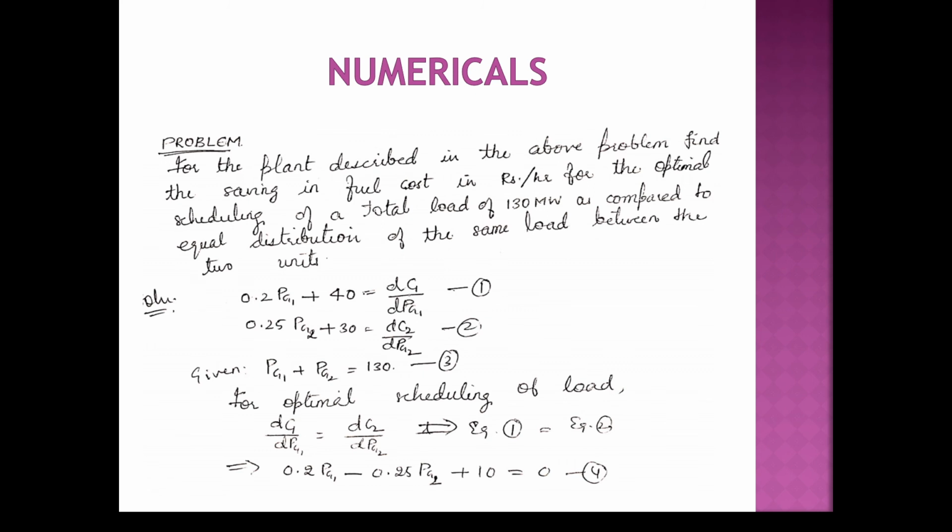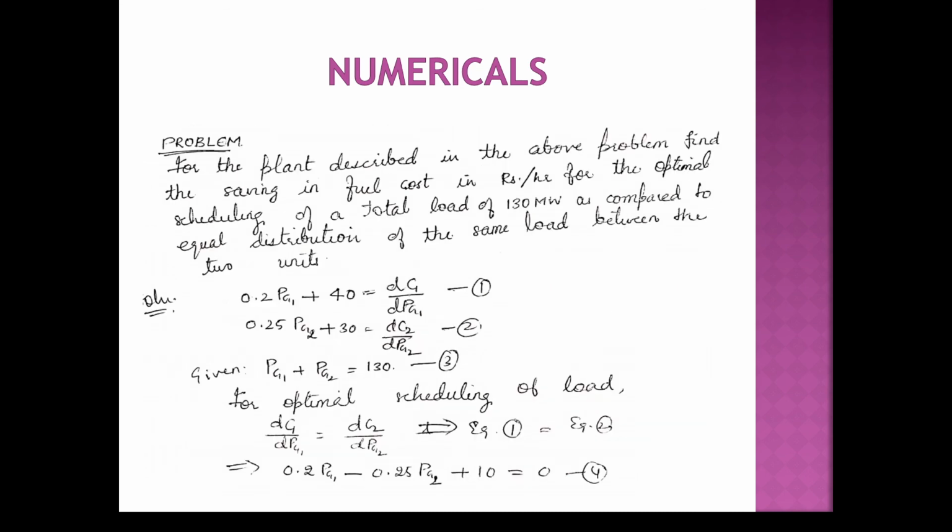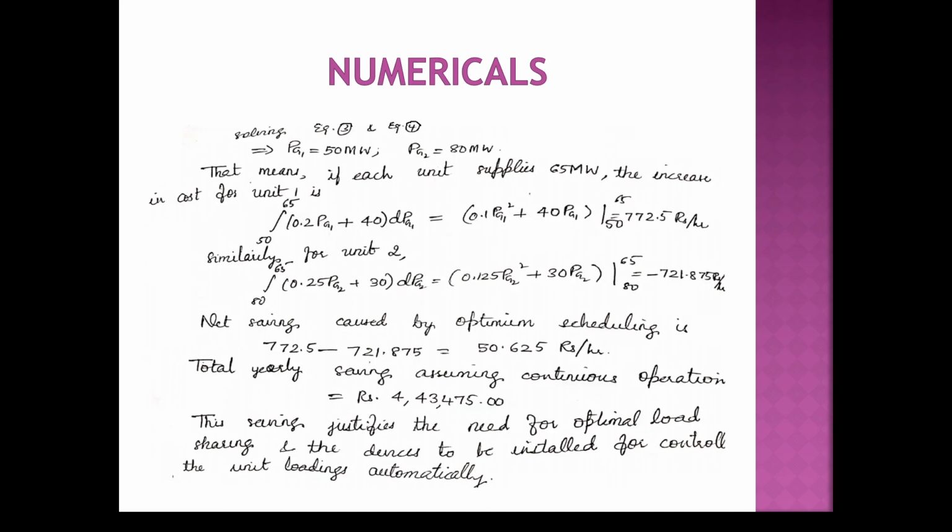So for optimal scheduling of load, we know the condition that dC1 by dPg1 is equal to dC2 by dPg2 is equal to, and so on. We have seen it. Okay. So from this, equation 1 is equal to equation 2, that is 0.2 Pg1 plus 40 is equal to 0.25 Pg2 plus 30. When we solve these equations 3 and 4, we are going to get the values of Pg1 and Pg2 as 50 and 80 respectively.